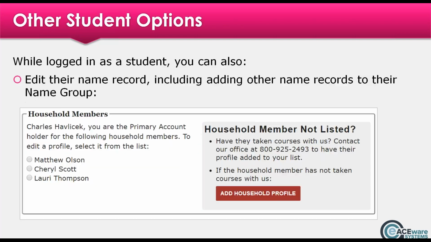So some other student options when you are logged in as a student is you can edit their name records. So if you need to make changes to their name, address, or any of their demographic fields, interest codes, things like that, you can do that through this option. Again, we talked about family memberships. It's a pretty robust option. A lot of times people get stuck and they're not sure, okay, well, do I log in as myself or do I create another account for them? This is another way that you can do this over the phone with them and give them a hands-on tutorial or walkthrough on creating those household members.